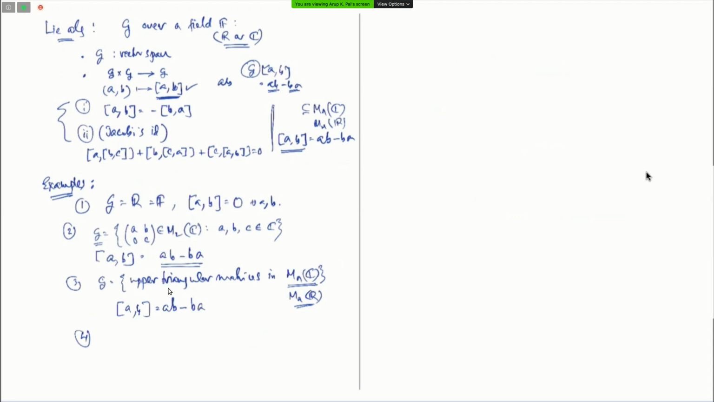Similarly, instead of this g, if you take strictly upper triangular matrices, then you get another Lie algebra. There also this commutator would belong to the same class, and again you just directly compute and verify that. Then another example is the following. Take 3 by 3 matrices of this type: 0, a, c, b, 0, 0, 0, 0, 0.